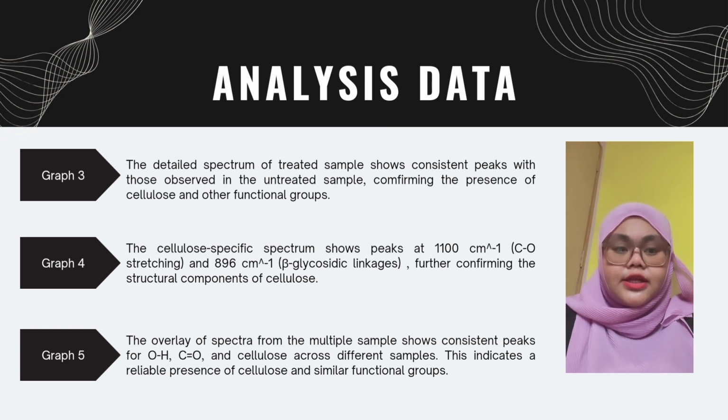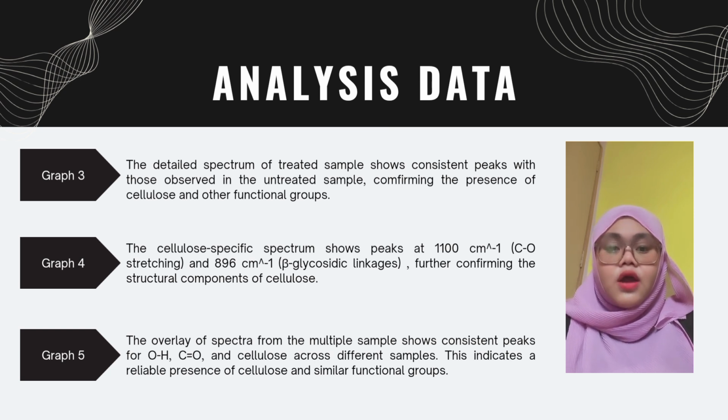Graph 3, the detailed spectrum of the treated sample shows consistent peaks with those observed in the untreated sample, confirming the presence of cellulose and other functional groups. Graph 4, the cellulose-specific spectrum shows a peak at 1100 cm⁻¹, which is C-O stretching, and 896 cm⁻¹, beta-glycosidic linkage, further confirming the structural component of cellulose.